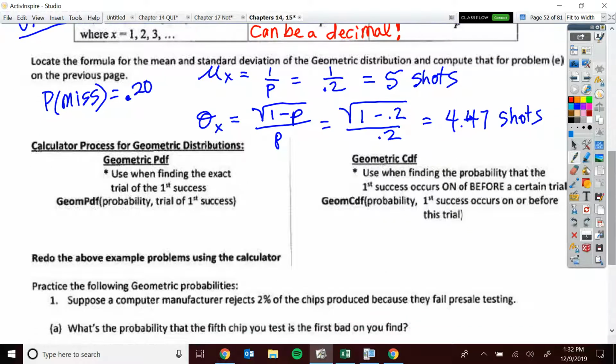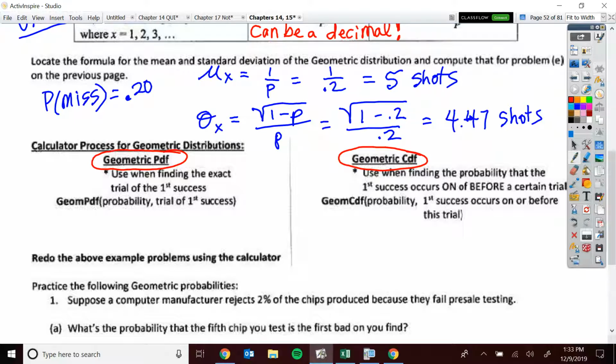We're going to learn about calculator steps, geometric PDF and geometric CDF. Do you remember, does that CDF sound familiar? Norm CDF, right? We've done norm CDF. Well, we're going to do geometric. And this is just going to make it easier than doing all the little buttons on your calculator. Could you do it all by hand? Yes, you could. But this makes it easier if you want to use it. Do you have to? No.